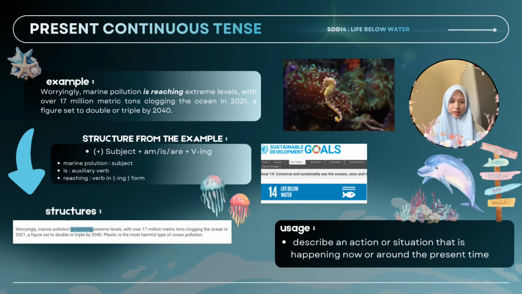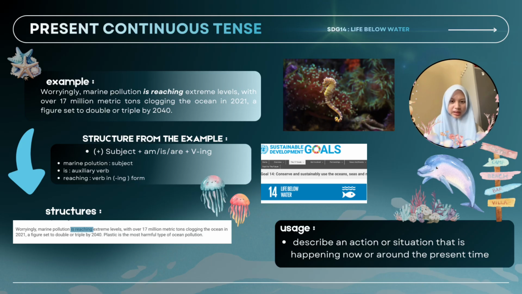The present continuous tense is used to describe an action or situation that is happening now or around the present time. For example, in the sentence, "Worryingly, marine pollution is reaching extreme levels with over 17 million metric tons clogging the ocean in 2021, a figure said to double or triple by 2040." The present continuous tense from this sentence is "reaching". The structure is subject plus am or is or are plus verb-ing.